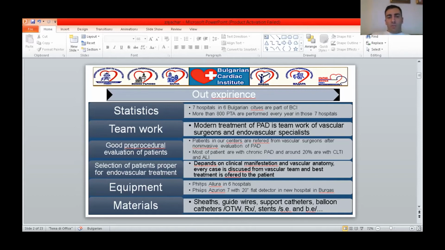So equipment is very important. You need to have a good machine, good materials, and after that, a lot of experience with peripheral interventions. But after you start your program, experience will come later.